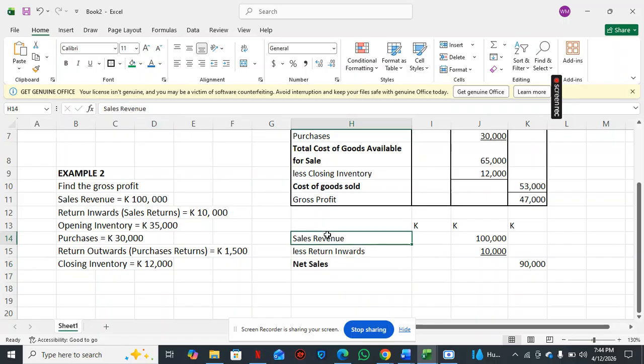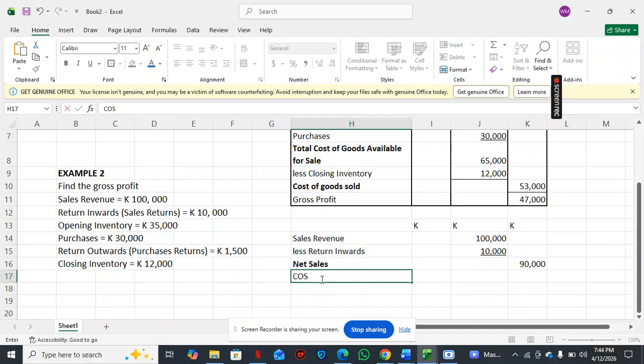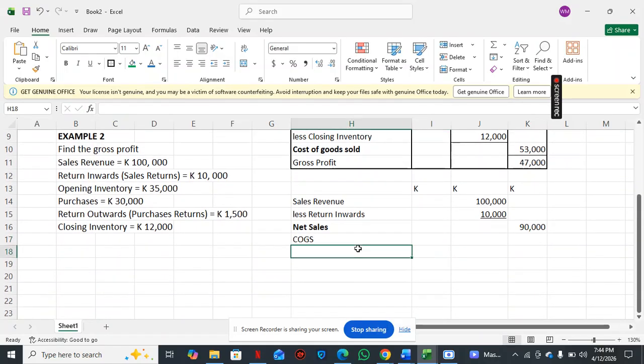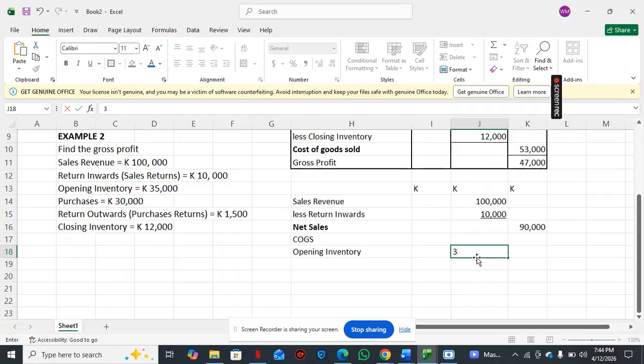After you have done your adjustment to the sales, the next thing you need to tabulate is your cost of goods sold, or cost of sales. As always, you start with your opening inventory, the goods you started with at the beginning of the financial period or the year. So this company, when the year started, they had goods worth 35,000 kwacha.